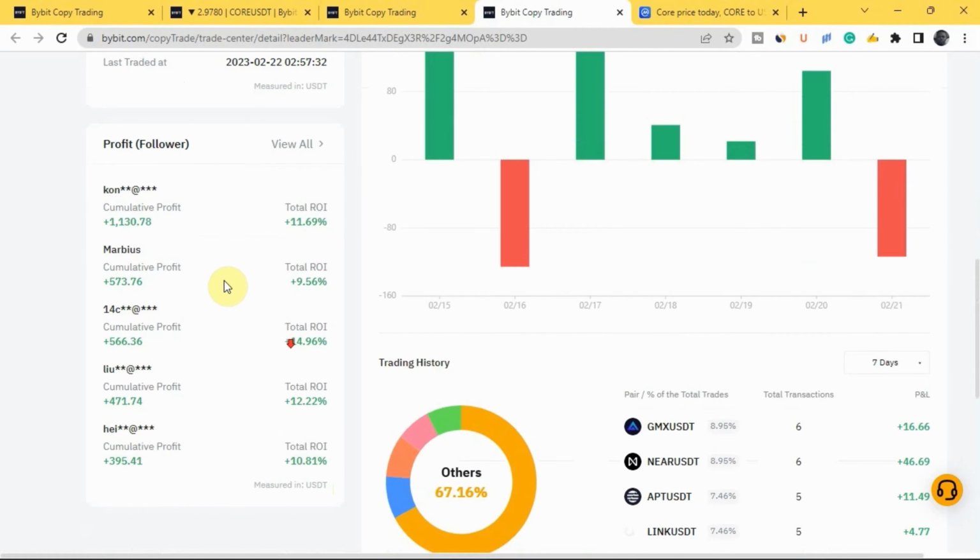Now, if you scroll down again, you can see the profit the followers are making. So the people that are following this trader, these are the profits they are making. So right here, you see the email address or the username of the follower, and you see the amount of money they've made. So this follower has made $1,130, which is 11% ROI. This follower, which is Mabios, has made $573, and that's 9.56%. So right here, you see the amount other followers are making. If you want to see all, just tap on view all right here.